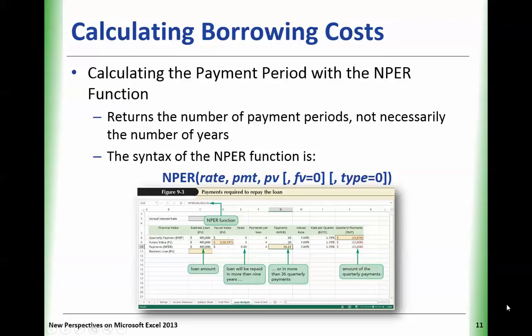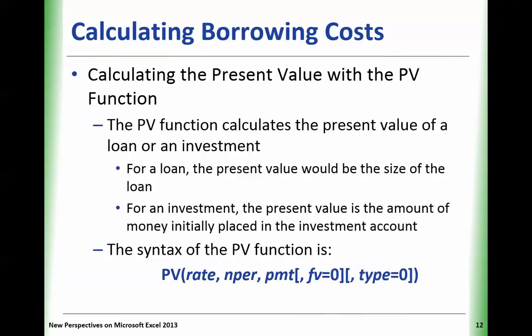When we're calculating borrowing costs, to calculate the payment period, the NPER function returns the number of payment periods, not necessarily the number of years. The syntax of the NPER function is NPER, rate, PMT, PV, FV 0, type 0. Now what that means by payment periods, not necessarily the number of years. You may have 12 payment periods in a year if you pay a house once a month, which means your payment periods over the course of 10 years will be 120 payment periods. If you only pay this amount once a year, your payment periods may be equal to the same amount of years of the loan. That's not very often the case.